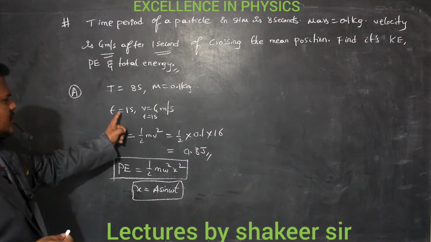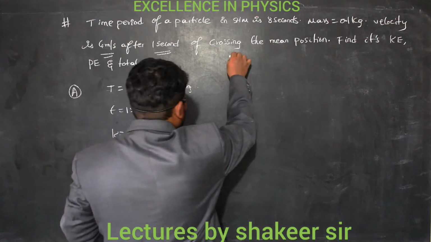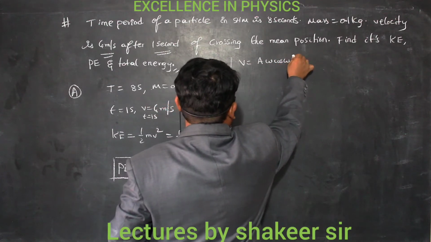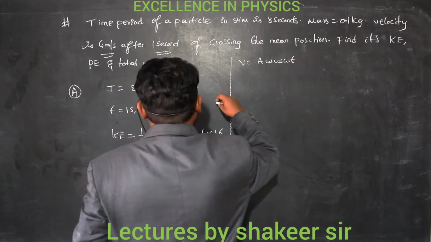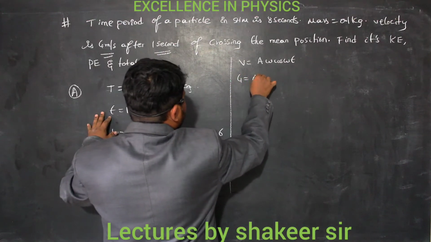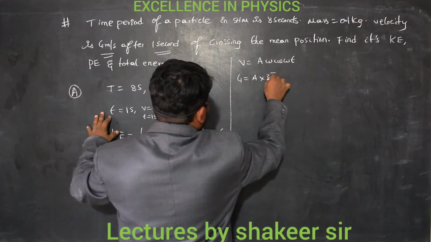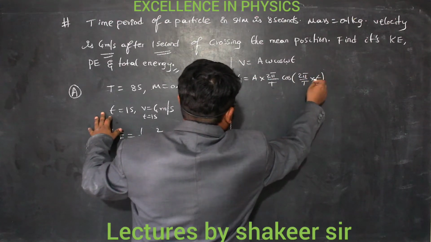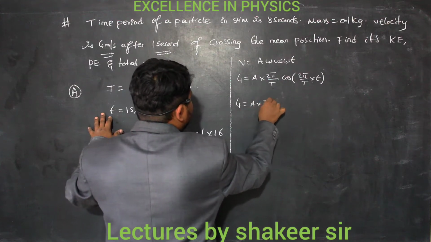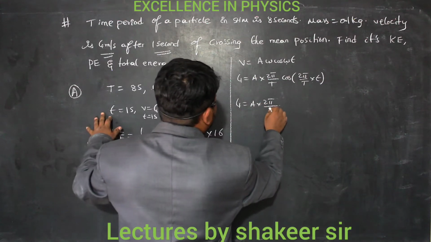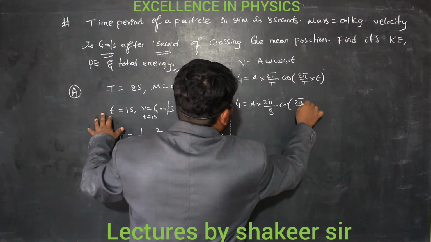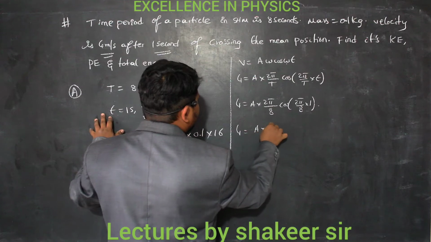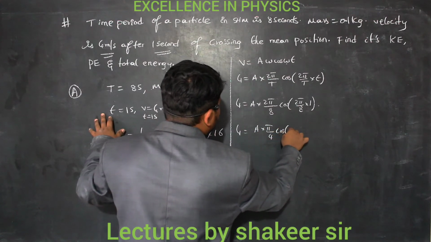But velocity is given as 4 at 1 second, no? So I will use the equation of velocity. We know that v is equal to a omega cos omega t. Already we have written this equation. Velocity is 4, amplitude I don't know, and omega is 2 pi by capital T. Omega t can be written as 2 pi by capital T into t. So 4 is equal to a into 2 pi by, instead of capital T I can write 8, cos 2 pi by 8 into the instant of time, which is 1 second. Therefore 4 is equal to a into pi by 4 cos pi by 4.